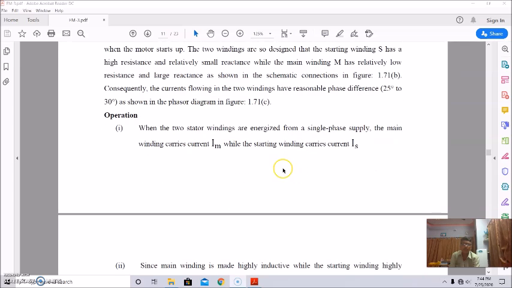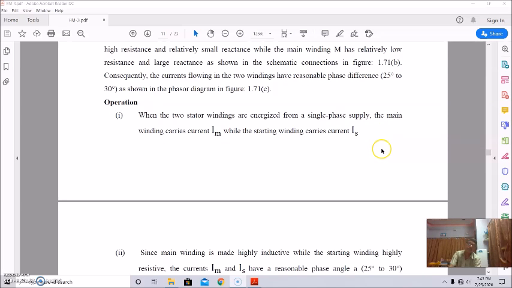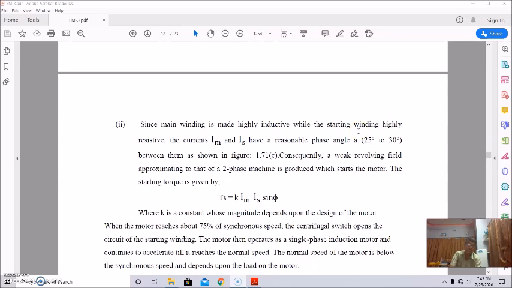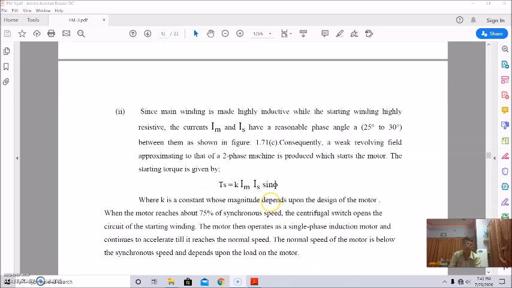When the two stator windings are energized from a single phase supply, the main winding carries the current IM while the starting winding carries the current IS. Since the main winding is highly inductive and the starting winding is highly resistive, the currents IM and IS have a reasonable phase difference, that is 25 to 30 degrees between them, as shown in the figure also. Consequently, a weak revolving field, approximately like that of a three-phase machine, is produced, which starts the motor. The starting torque is given by K IM IS sin alpha, where K is a constant.